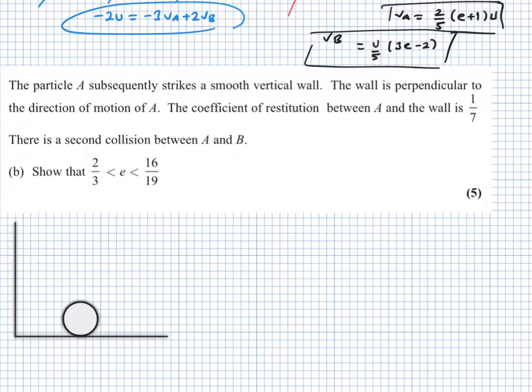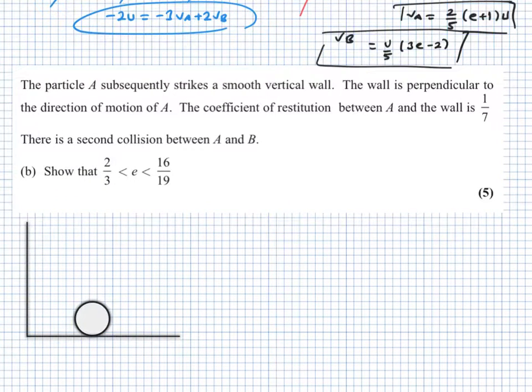When we look at the second part of the question, you see that the particle A subsequently strikes a smooth vertical wall. So after the collision, the speed of A will be 2 over 5, u (e plus 1). The wall is perpendicular to the direction of motion of A. The coefficient of restitution between A and the wall is e equals 1 over 7. So there is a second collision between A and B. We need to show that e is greater than 2 over 3 and less than 16 over 19.